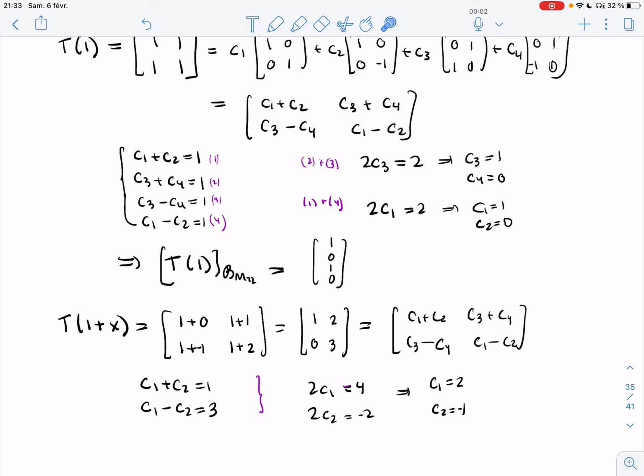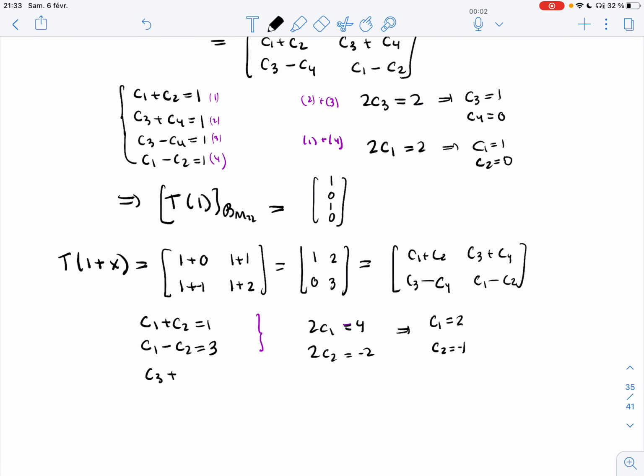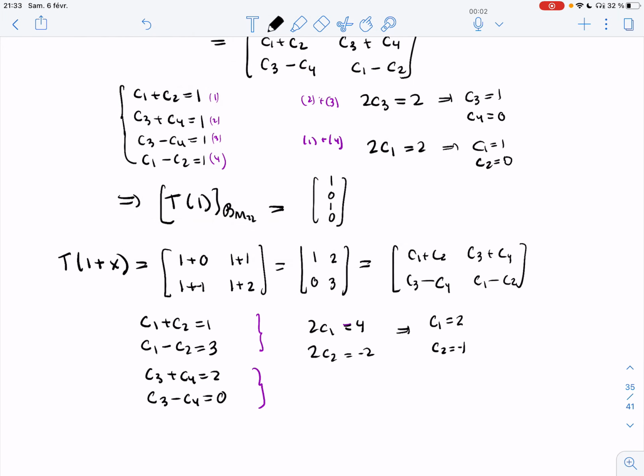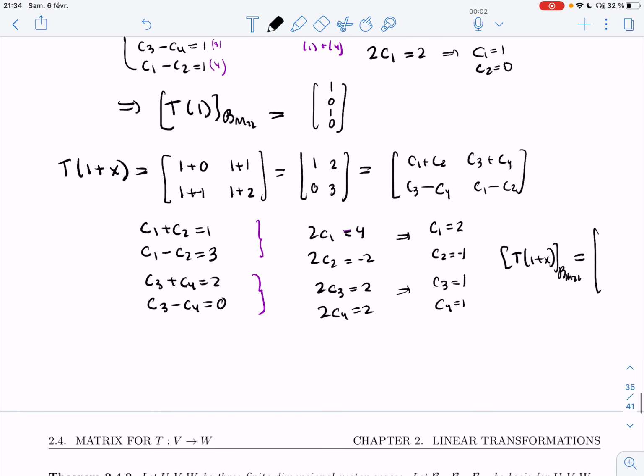All right, so that took care of this one and that one. Let's look at C3 and C4. C3 plus C4 needs to be 2. C3 minus C4 equals 0. So C3 and C4 are equal. And if you add them, you get 2C3 is 2. And if you subtract them, you get that 2C4 is 2. And so C3 is 1, C4 is 1. And so my vector is 2, minus 1, 1, 1.